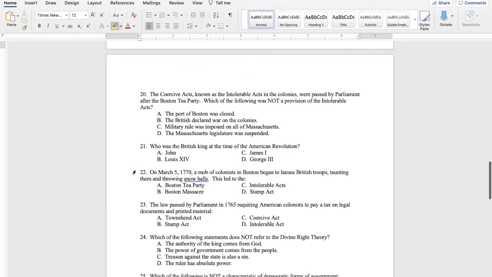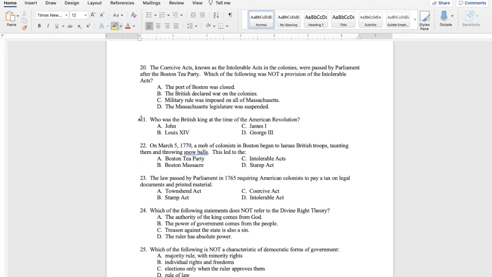Number 20, the Coercive Acts, known as the Intolerable Acts in the colonies, were passed by Parliament after the Boston Tea Party. Which of the following was not a provision of the Intolerable Acts? B. The British declared war on the colonies. They did not declare war on them. Remember, it was the American colonists who ended up declaring war by breaking up with them with the Declaration of Independence.